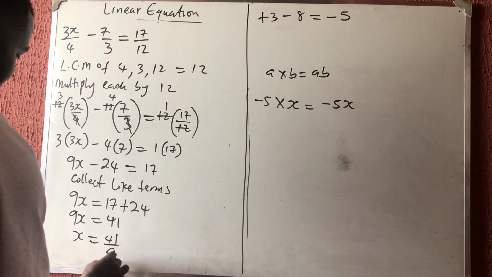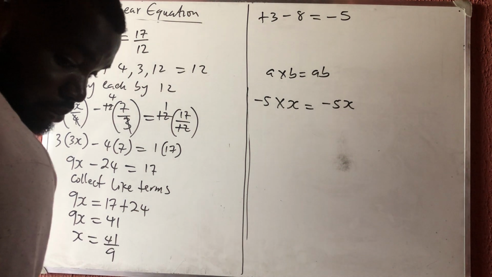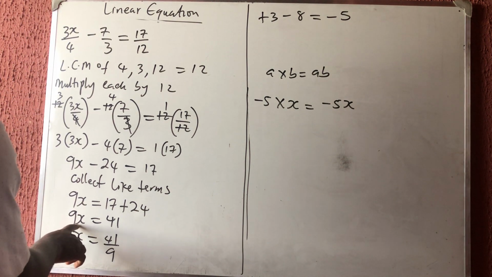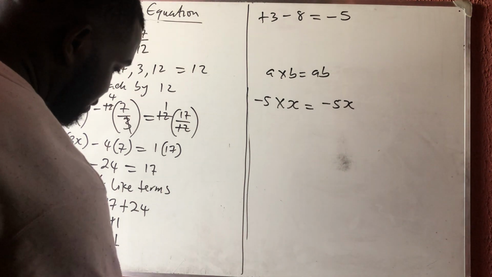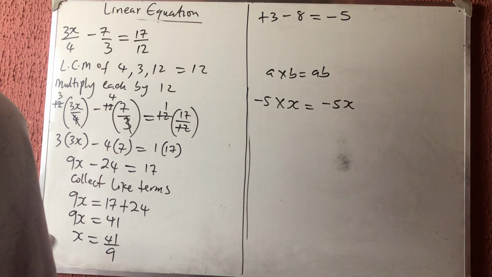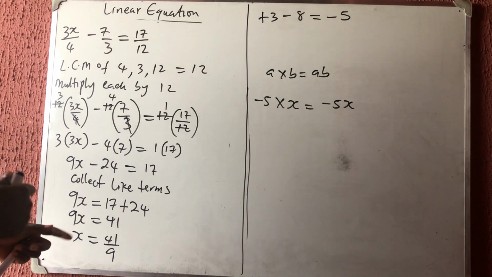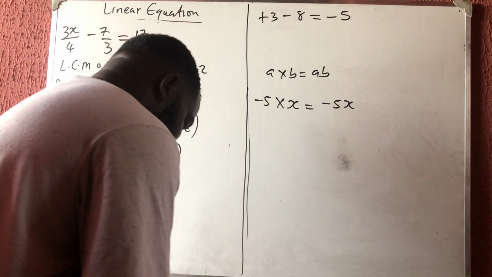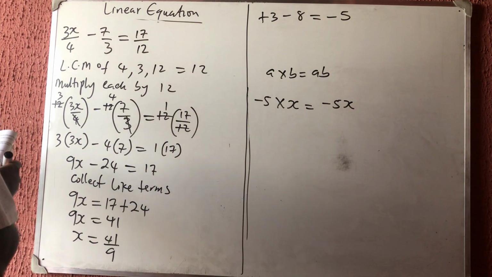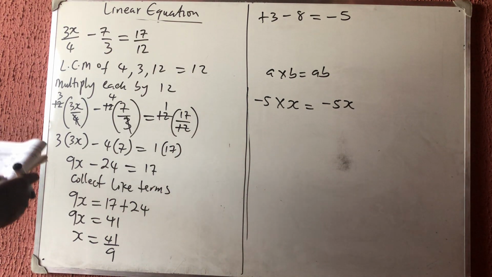41 divided by 9. I hope you know why I'm dividing by 9, because the 9x staying together means that they are multiplying each other. So multiplication crossing the other side becomes division. All right. So that is how I got that. Okay. So this is going to be 41 divided by 9. Very, very simple.